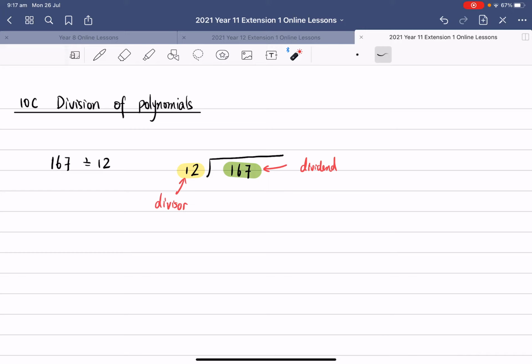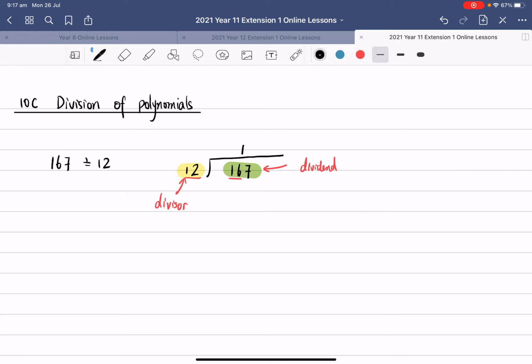All right, so how do we do this question here? Firstly, you look at the numbers here, on the side is 12, and this is 167 here. So obviously 1 does not go into 12, you need to pick 16. So 16 divided by 12. Which number do you need to multiply by 12 that gives you a number very close to 16, but less than 16? The number is obviously 1.